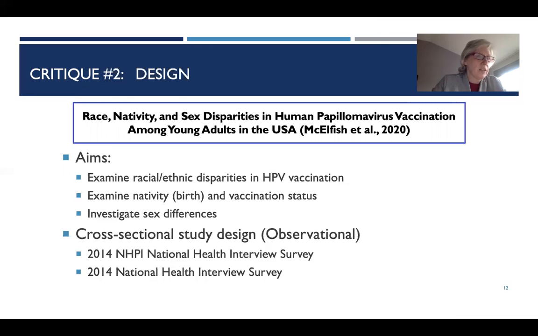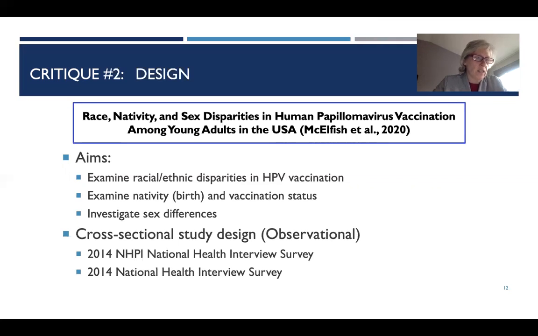So they were looking at racial and ethnic disparities for vaccination initiation. They were looking at examining the nativity, which is birth, on vaccination status. So were you born in the United States or not? And then they also wanted to investigate sex differences. So it's a cross-sectional study design, which is observational. And they started with the National Health Interview Survey from 2014.